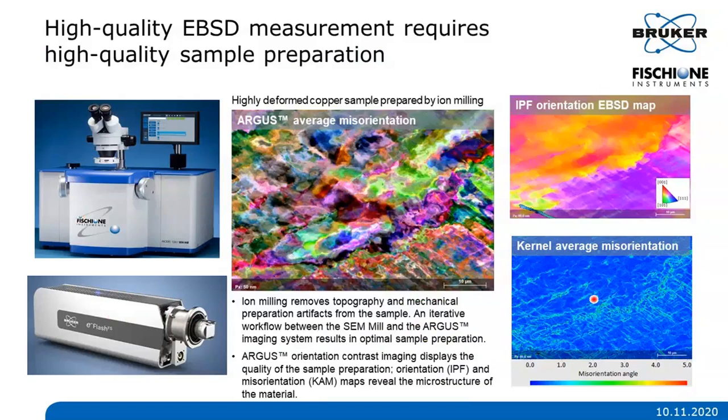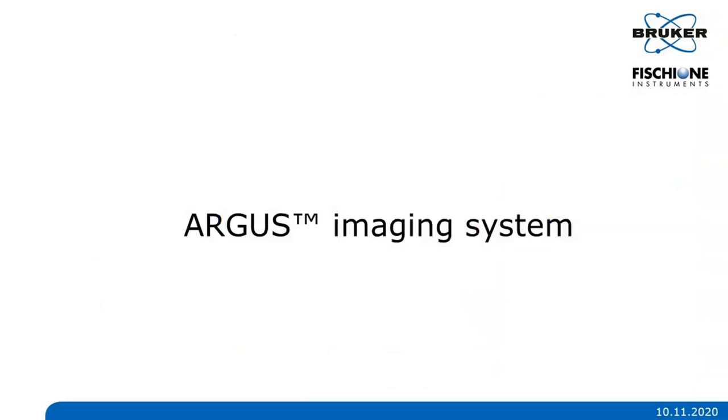As you can see here, this is a single grain of copper that was plastically deformed. The lattice strain is visualized on the Argus orientation image by the change of color and also detected in the orientation distribution map and calculated in the misorientation map. So what is Argus? Argus is our built-in imaging system for EBSD and TKD detector to capture orientation and atomic contrast images. And I will now explain how it works and why it's essential to EBSD analysis.